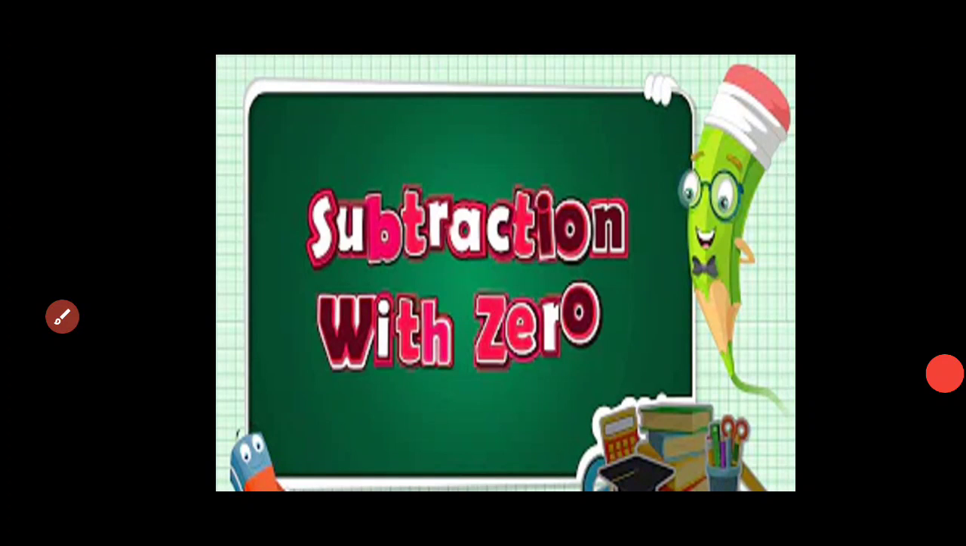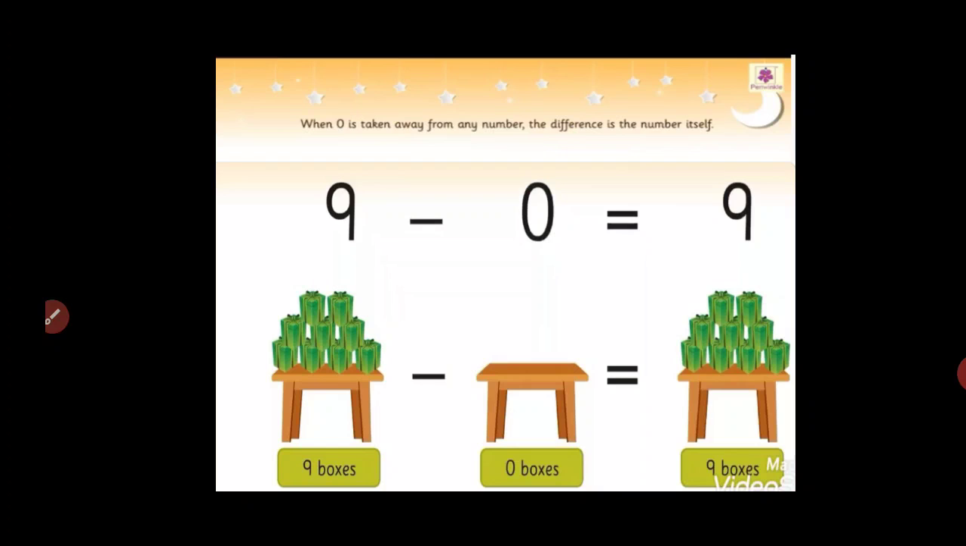Now let's learn a new thing, subtraction with 0. We also learned addition with 0, right? In addition, whenever you add any number with 0, what is the answer? That number itself. So same is the case with subtraction. Whenever 0 is taken away from any number, the difference is the number itself. Let's have a look at this example.